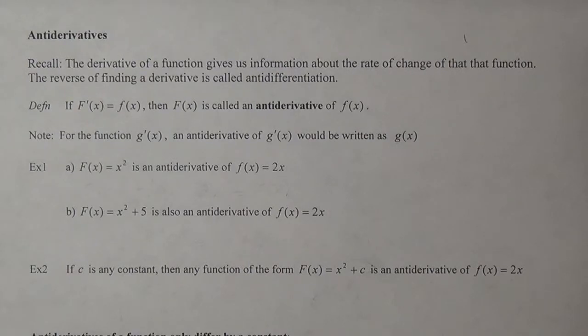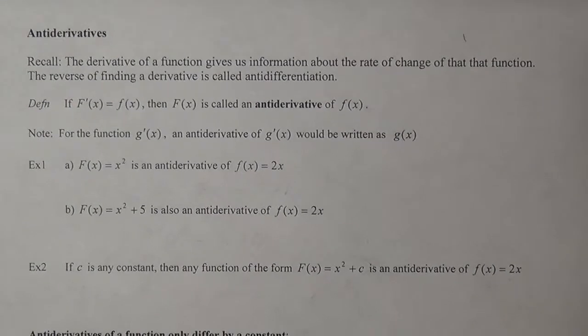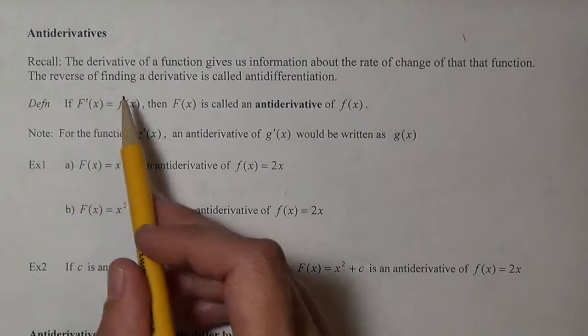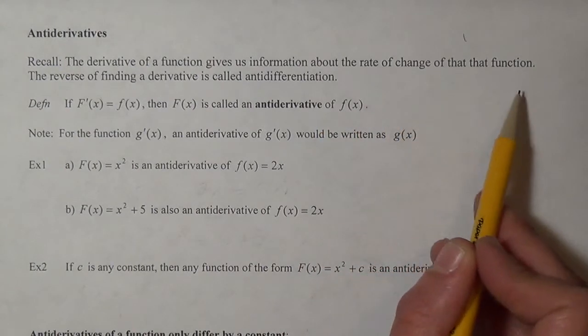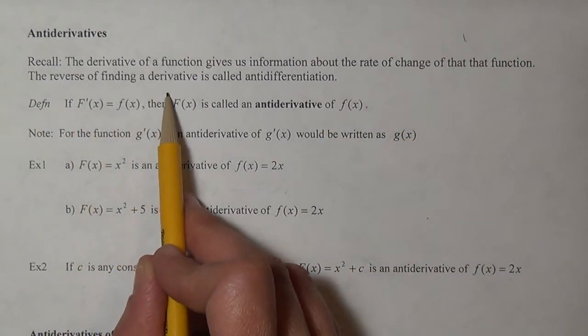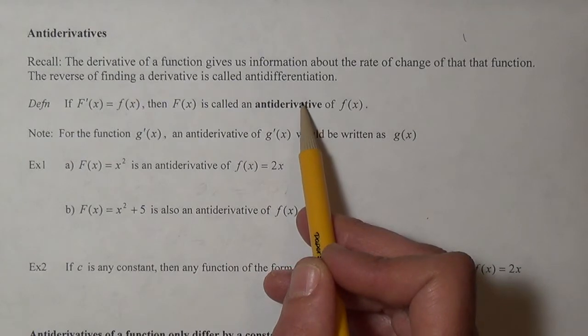Okay, antiderivatives. So you should have seen antiderivatives before this class, so this is just a review. Recall the derivative of a function gives us information about the rate of change of that function. The reverse of finding a derivative is called antidifferentiation.